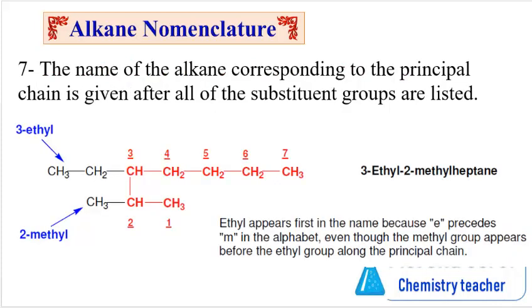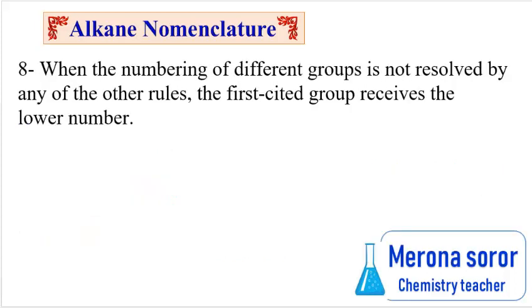Step number 7. The name of the alkane corresponding to the principal chain is given after all of the substituent groups are listed. In our example, the name is 3-ethyl-2-methylpentane. Step number 8. When the numbering of different groups is not resolved by any of the other rules, the first cited group receives the lowest number.